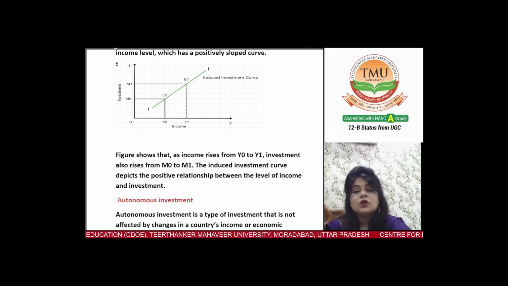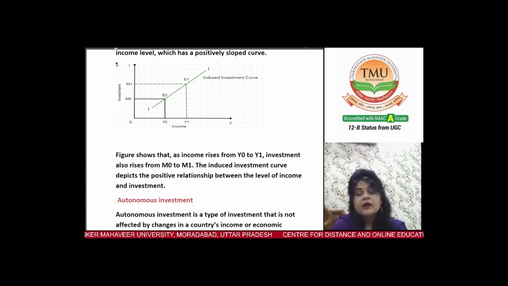So, induced investment refers to the investment businesses make based on their profit expectations. Usually, these expectations are influenced by current income level. For example, say the income level of people rises. Now they spend more on goods and services.